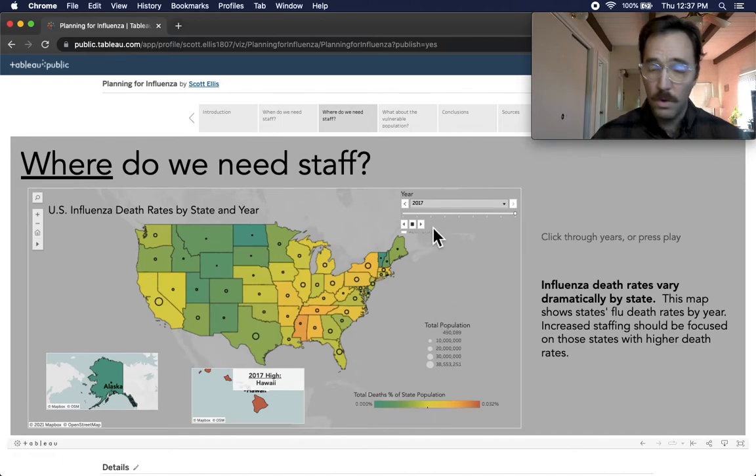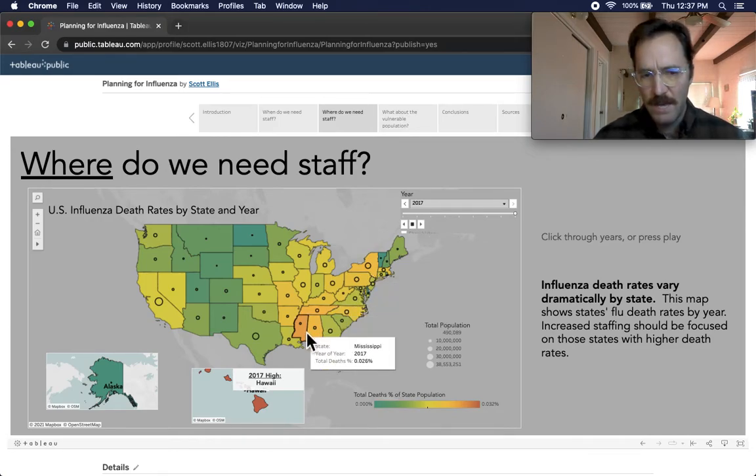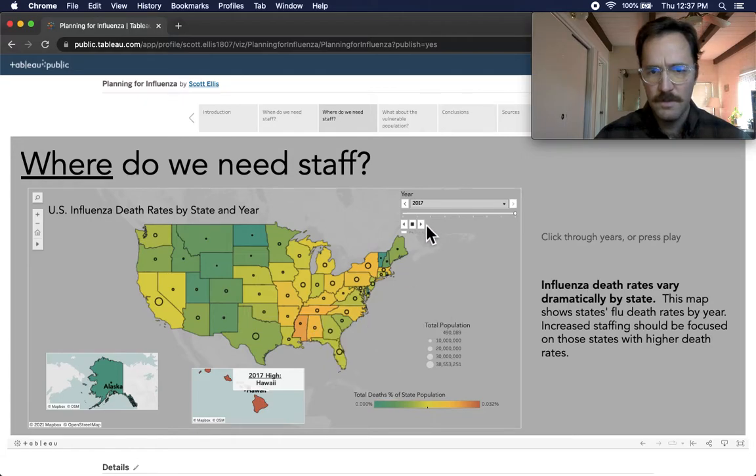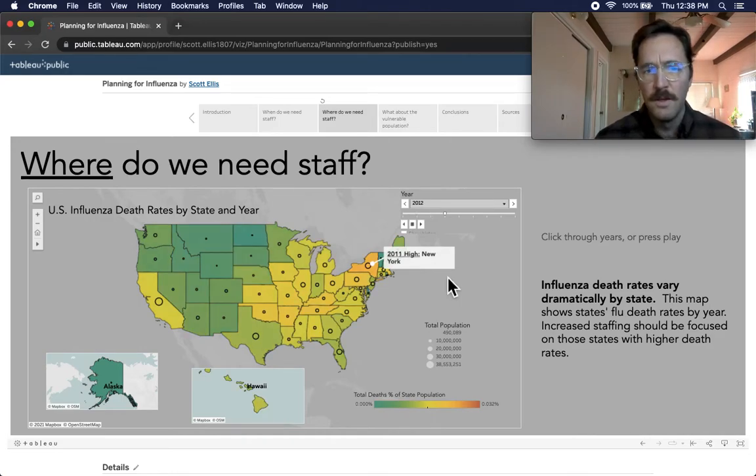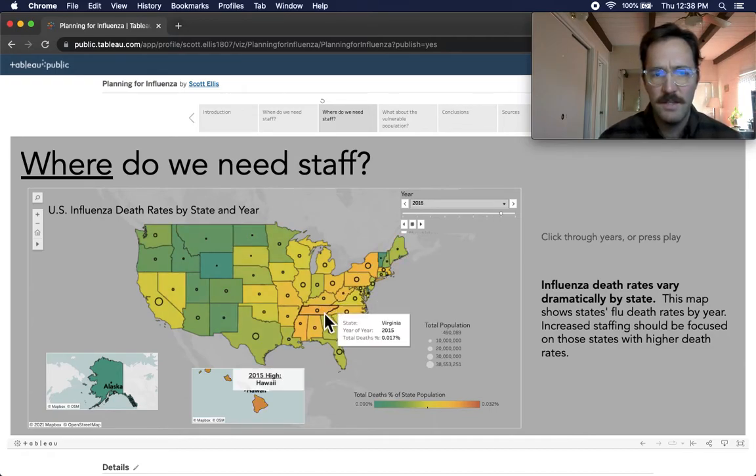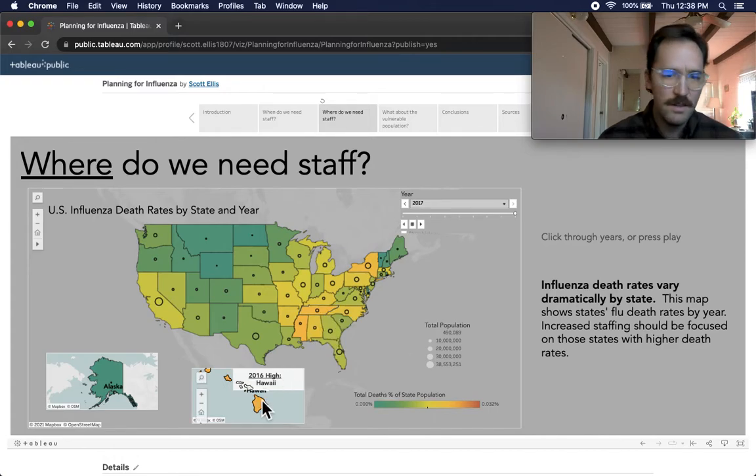So we'll play through 2009 to 2017 and see how the geographic trends change over time and between the states. Starting in 2009, we have the highest death rate labeled, and it's New York. For the first few years, it stays in New York, the highest death rate. And now we see in Tennessee, it moves to Tennessee for a year and then finishes out the last few years in Hawaii.